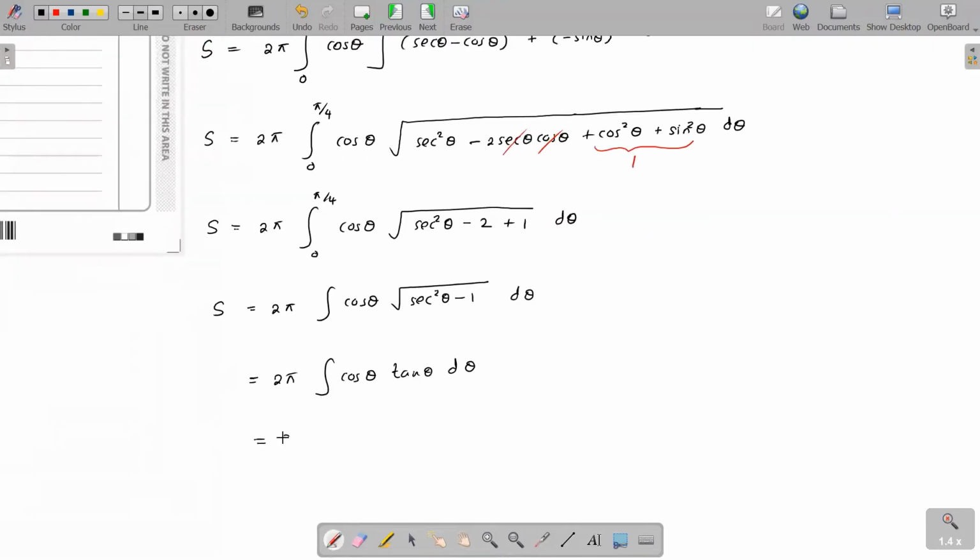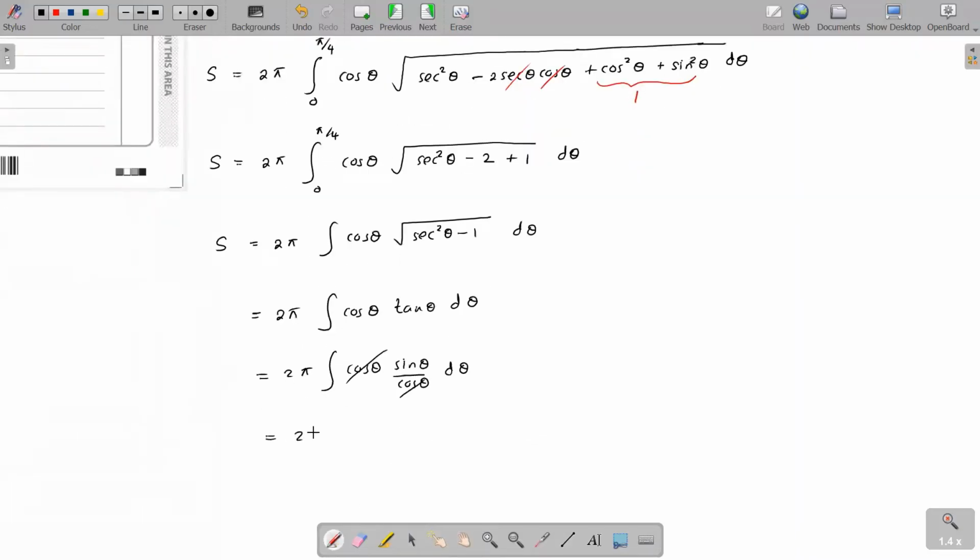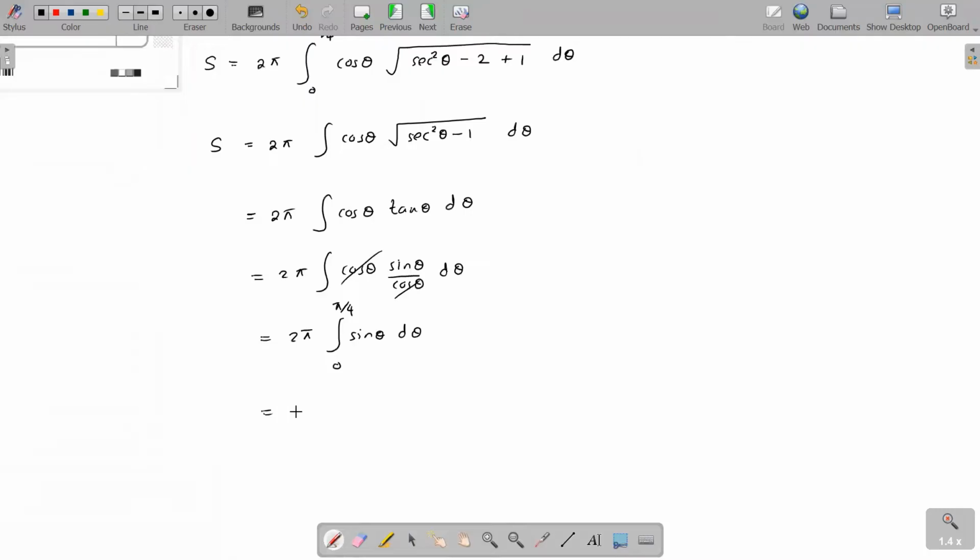So what happens here? Cos tan is sine over cos, right? And then the cos to cos also cancels. Do you see? So basically, finally, you have to integrate sine theta from where to where? From 0 to pi over 4. Okay, so what do we get when we integrate sine theta? Sine integration is minus cos theta, limits from 0 to pi over 4.